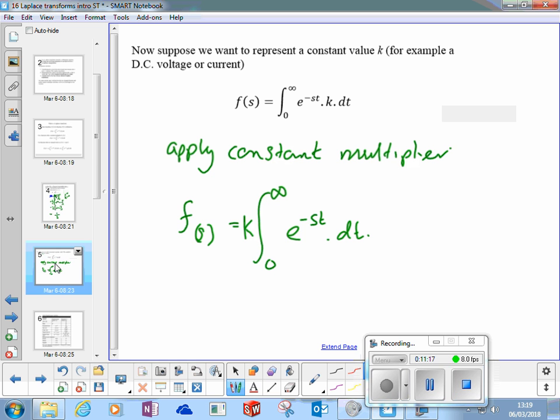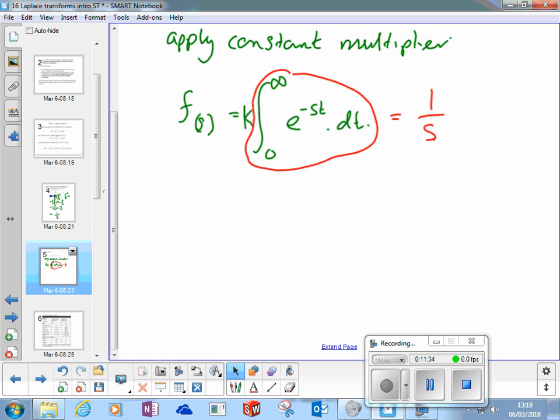Okay, and we've just now found out that bit equals 1 over s. Yeah? So no need to do that again. That's what it equals. Therefore, for any constant, the Laplace transform of that constant is the constant divided by s.